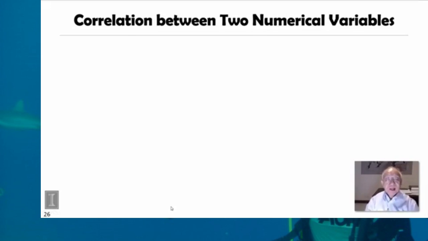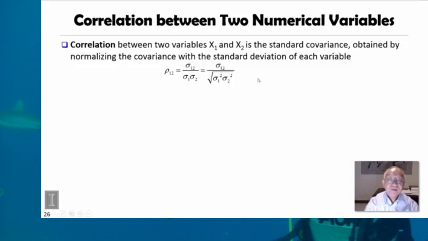Then if we want to normalize them, we will introduce the correlation coefficient. For two numerical variables, we want to study their correlation, which essentially is the standard covariance. That means we want to normalize the covariance value with the standard deviation of each variable. So the correlation coefficient is defined as the covariance divided by the product of their standard deviations, or you can say the covariance divided by the square root of the product of variances.